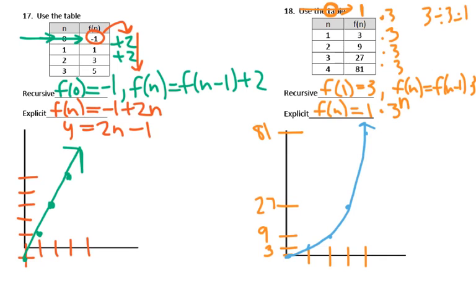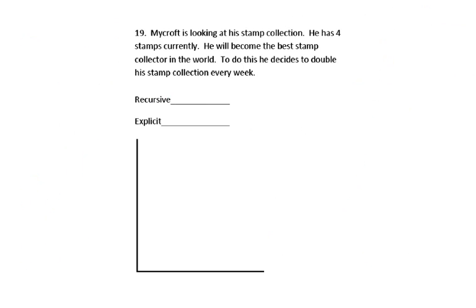Okay? There we go. Now, number 19 says, Mycroft is looking at his stamp collection. He has 4 stamps currently. He will become the best stamp collector in the world. To do this, he decides to double his stamp collection every week.